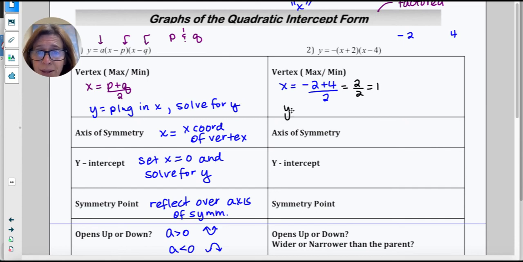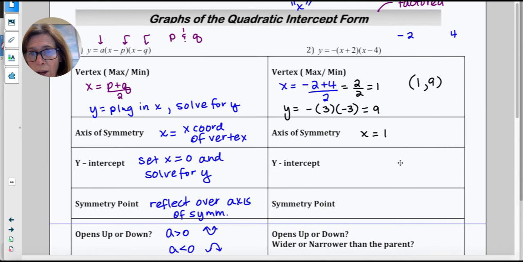Okay, for y, I'm going to plug that right in. So negative 1 plus 2 is 3. 1 minus 4 is negative 3. So I've got negative 3 times negative 3, which gives me 9. So my vertex is 1, 9. That tells me that my axis of symmetry would have to be x equals 1. All right, switching gears, y-intercept. Remember, we set x equal to 0, solve for y. So we're going to get negative 2 times negative 4, which is going to give me 8. So 0 comma 8 is going to be my y-intercept.